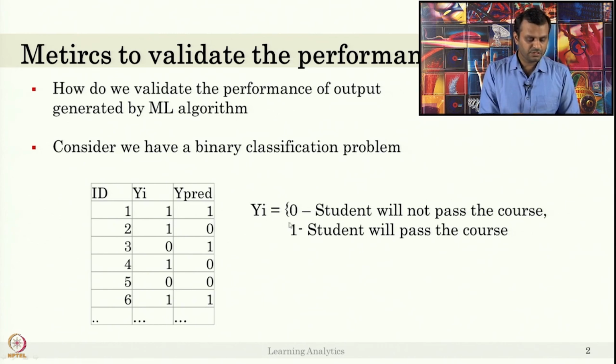So, yi is 0 if the student will not pass the course, and 1 if the student will pass the course. The binary classification problem is to classify whether the student will pass the course or not. Our most important factor is to identify whether the student will pass the course. So, it is about 1, not 0.